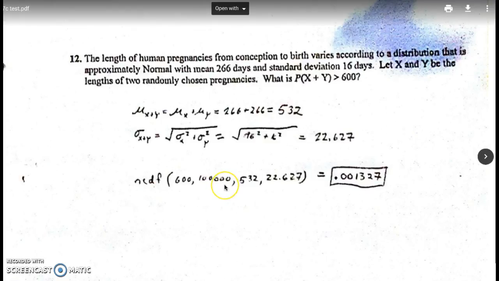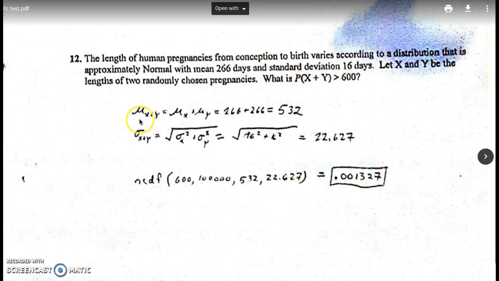And question 12 says the length of human pregnancies from conception to birth varies according to a distribution that is approximately normal with a mean of 266 days and standard deviation of 16 days. Let x and y be the lengths of two randomly chosen pregnancies. What is the probability that x plus y is more than 600?